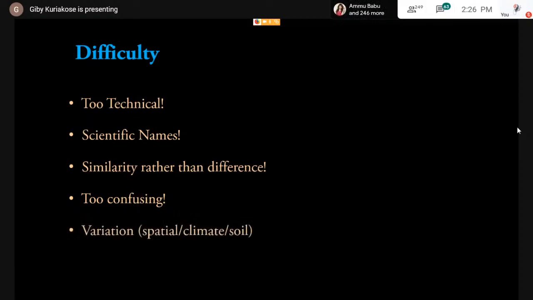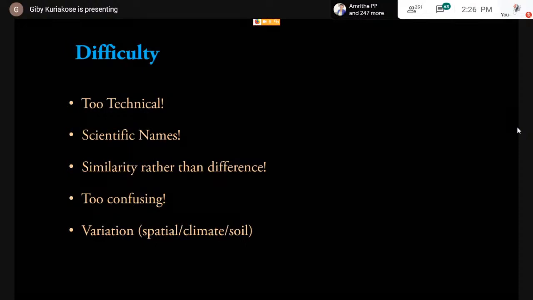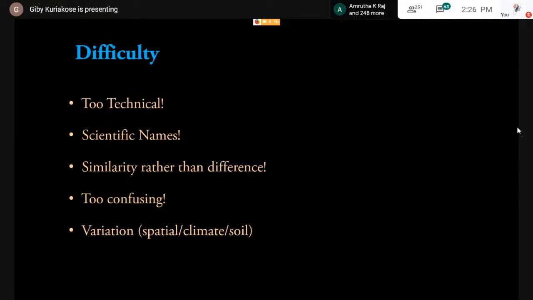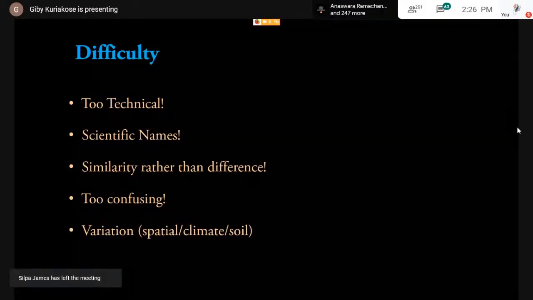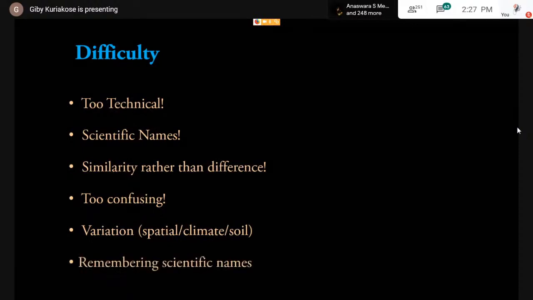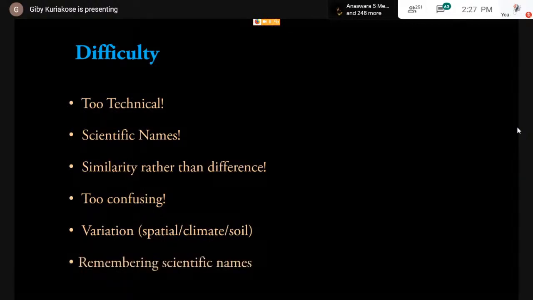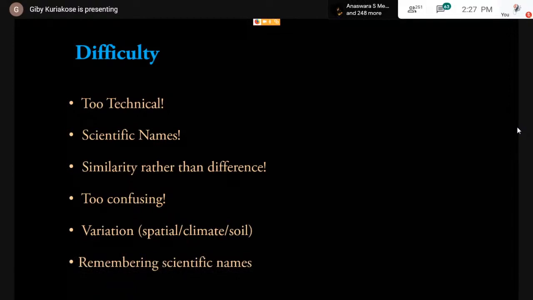Okay, then you might be dealing with variation. This is not the similarity or dissimilarity. This variation might be related to spatial variation, or climate related variation, or soil related variation. You might have heard of ecophenes or ecotypes. Then remembering scientific names.